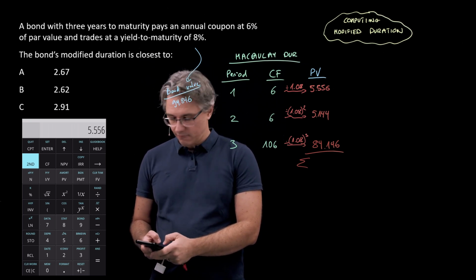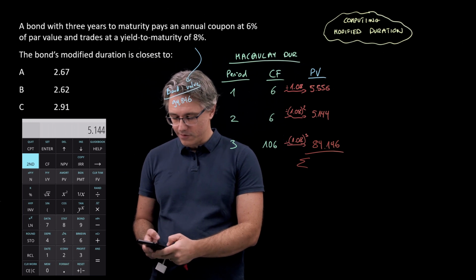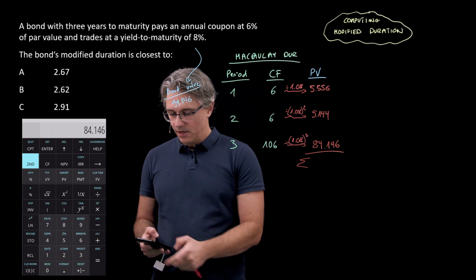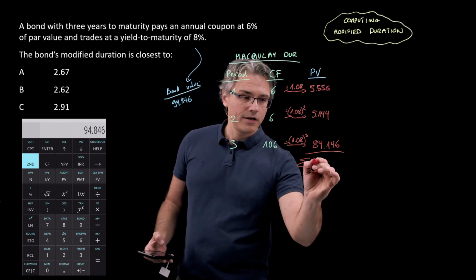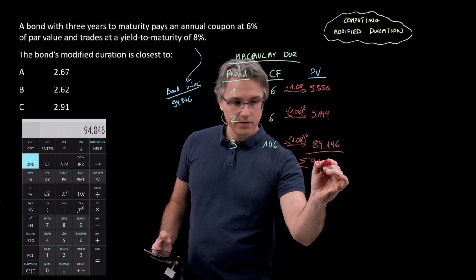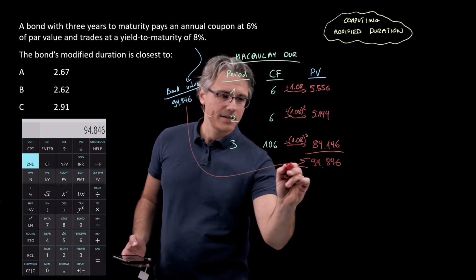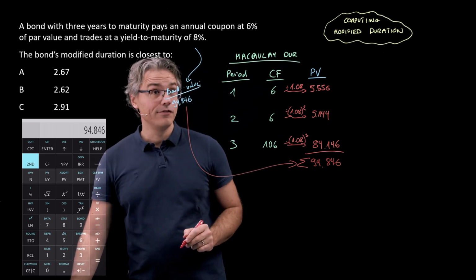5.556 plus 5.144 plus 84.146. Well, I've got 94.846, which is actually the same as the value of the bond.